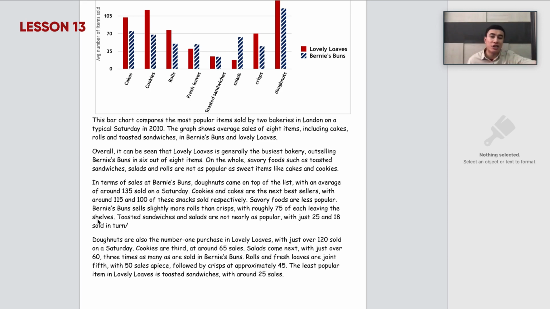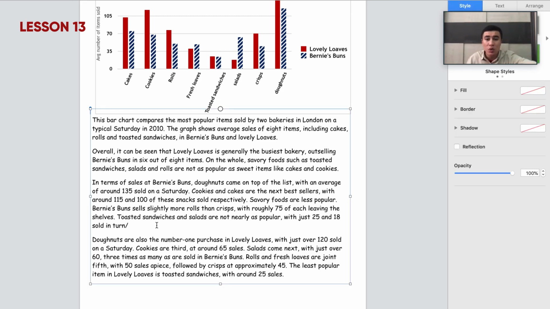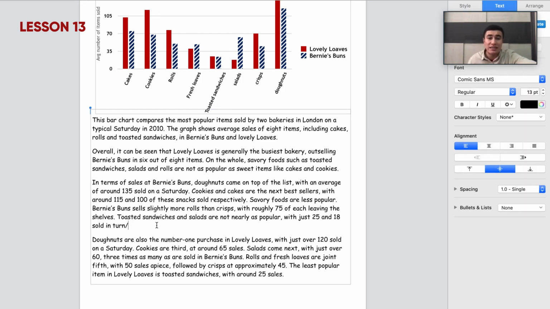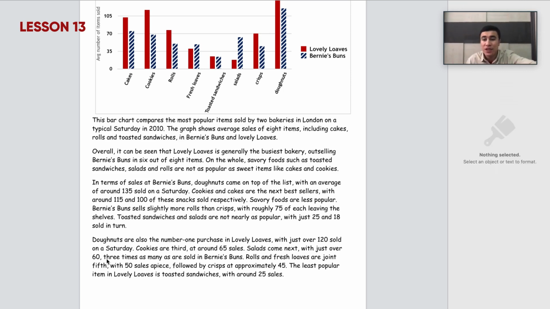So we are trying to compare and of course inform the number of items sold at the same time. Very nice language. Toasted sandwiches and salads are not nearly as popular, with just 25 and 18 sold in turn. So respectively, in turn, okay?